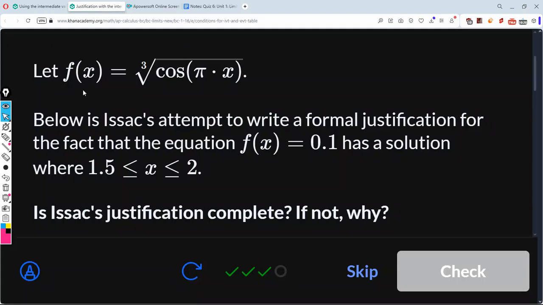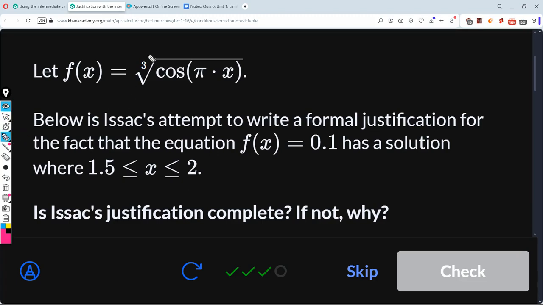All right, last one. F of x equals the third root of cosine of pi times x. Below is Isaac's attempt to write a justification for the fact that the equation f of x equals 0.1 has a solution where x is between 1.5 and 2. First off, let's see if that's even possible.